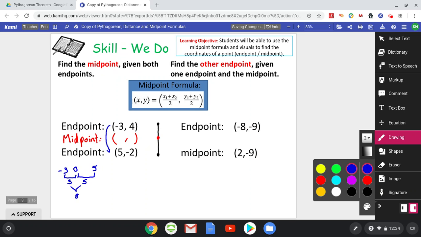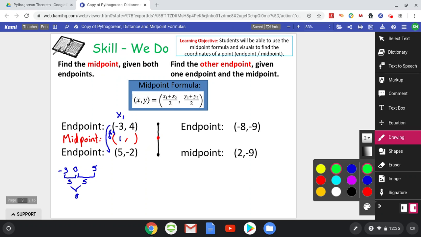And we're talking about the x-coordinate. If this distance right here is 8, what would be half of that? Half of that is 4. That means that from -3 to here, we need to be doing +4. And that would give us -3 plus 4 is 1.